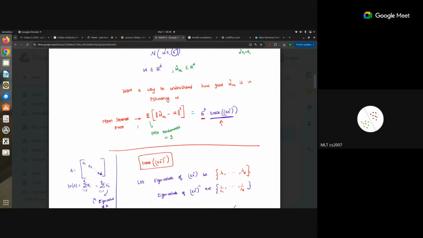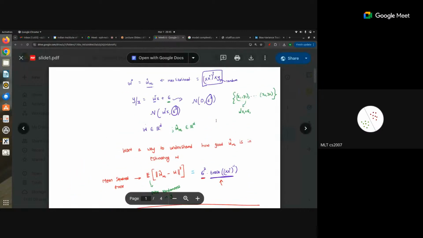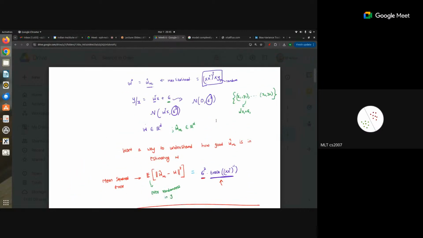The expected value depends on what? Sigma square and the trace of this matrix, (X X transpose) inverse. But can we change the sigma square? No, because we have assumed that the noise in the data set is a function of sigma square. So the noise is always there. When we collect the data, the noise is already inherent to that data set. So now the trace of this matrix, shall we do something for that?